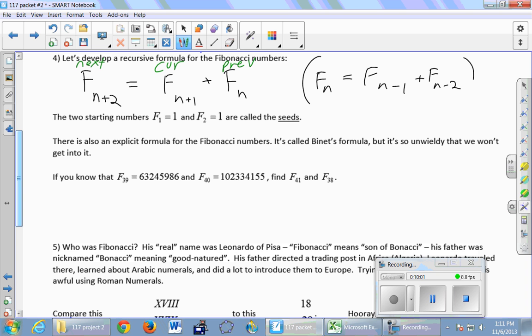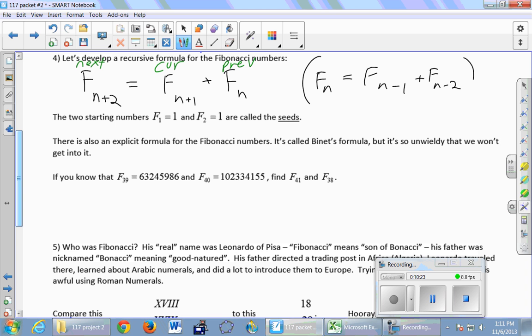If you're interested, you can look it up. It turns out it is possible to find, say, for example, the 39th Fibonacci number without knowing the first 38. There's a formula. It's complicated. You can just plug in 39 for the n, and it will spit out whatever this massive number is, 63,245,000, all that stuff. We're not going to talk about it, but it exists.